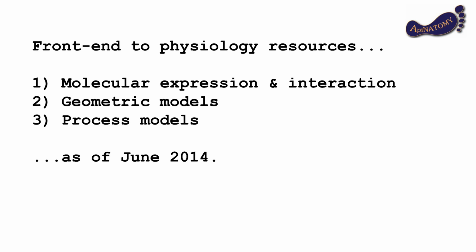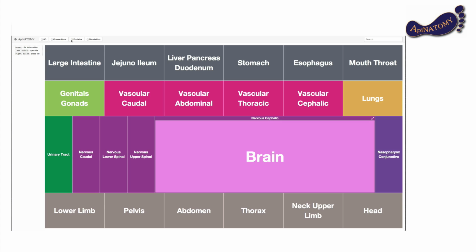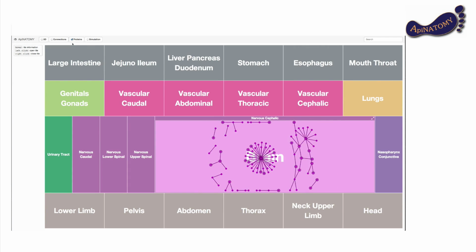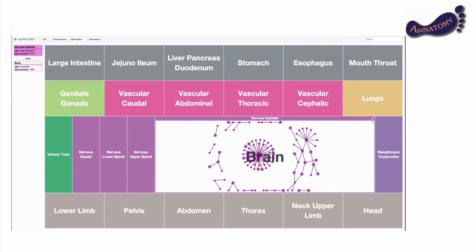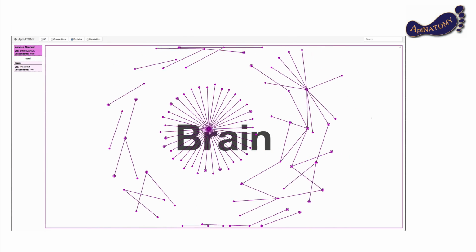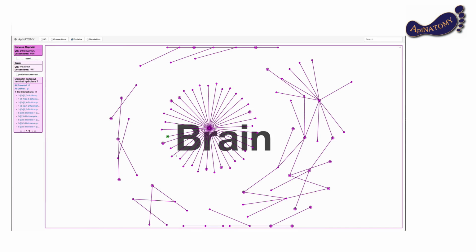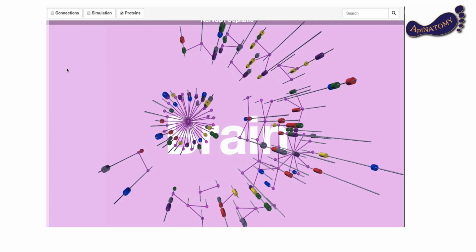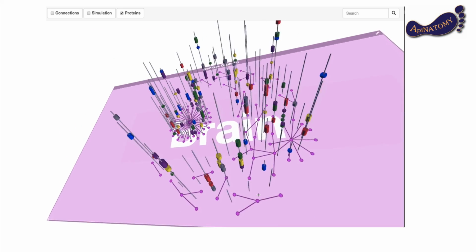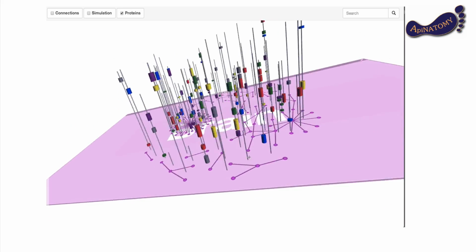The metadata repository underlying the ApiNATOMY front end enables the visual interaction with different kinds of biomedical resource. Three types of resource already interoperating with the circuit board include molecular expression and interaction data. Seen here are protein expression and interaction data from the brain. These proteins are also associated with small molecule interaction data, obtained via the OpenPHACTS service, as well as domain architecture data available via the Ensembl resource at the European Bioinformatics Institute.